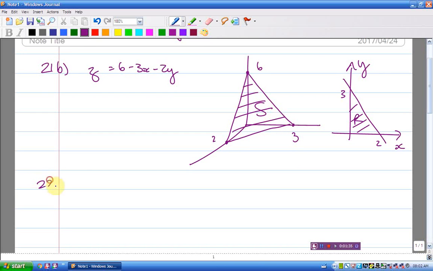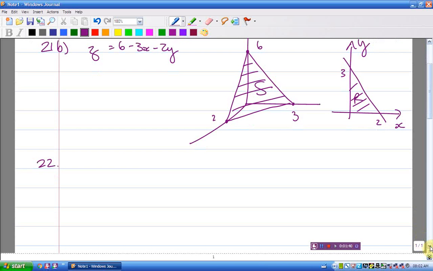And then normally I'd ask you to do number 22, but I'm just going to do it because I want to get onto some actual integration examples. Once upon a time, question 22 also had an A and a B, but the B was absolutely horrible, so I took it out.